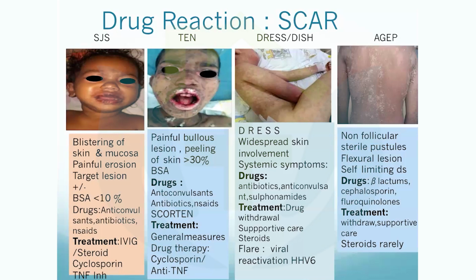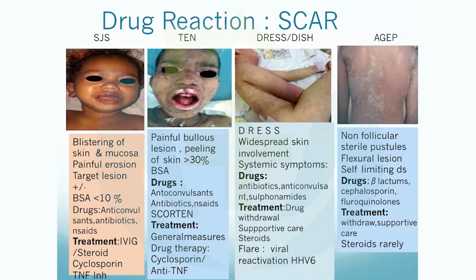Now, toxic epidermal necrolysis, when more than 30% of the body surface area is involved, we call it toxic epidermal necrolysis. When it lies in between, we call it SJS-TEN overlap. So again, the anticonvulsants, antibiotics, and non-steroidals are the common culprits. Treatment of toxic epidermal necrolysis is really tricky. You have to take care of the general measures. Among the drug therapies, cyclosporin and anti-TNF these days we use, and of course, steroids is a controversial topic whether to use or not to use.